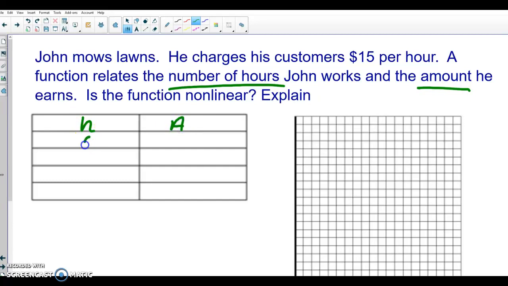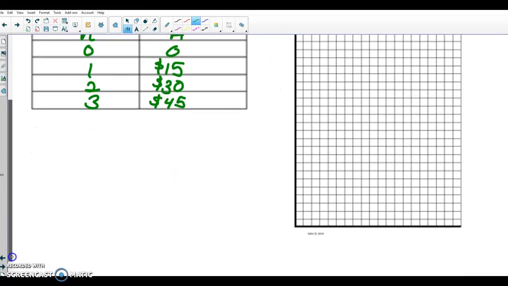So if he works 0 hours, he gets $0. And if he works 1 hour, he gets $15. And if he works 2 hours, he gets $30. And 3 hours is $45. This is pretty simple, makes sense. So let's go ahead and graph it.